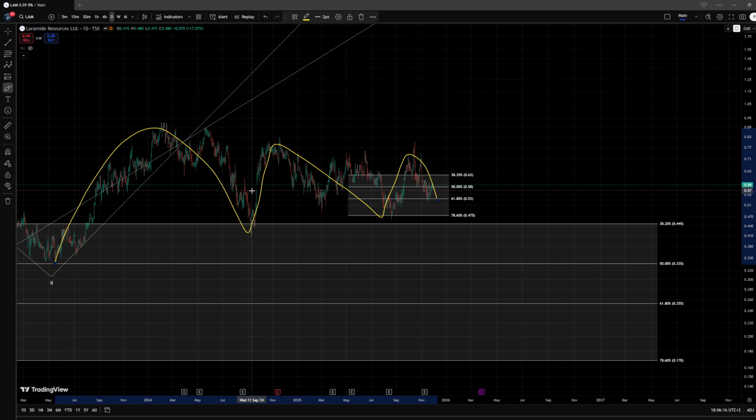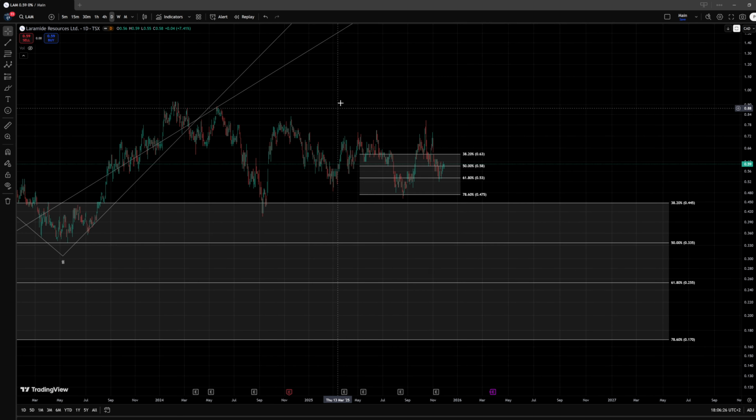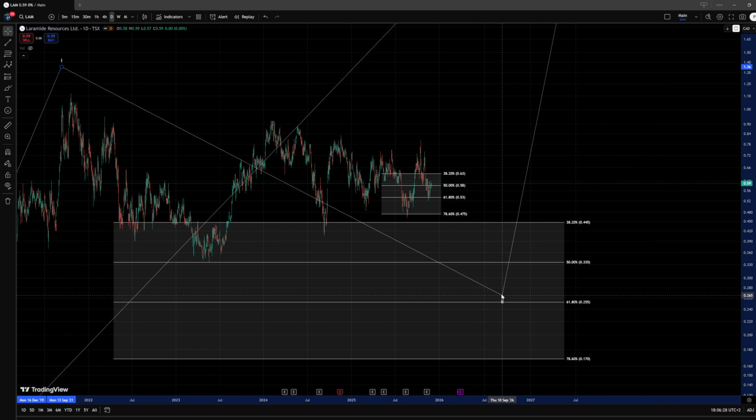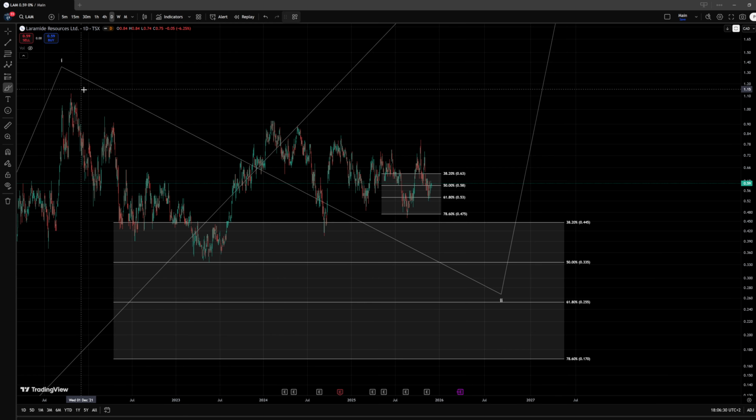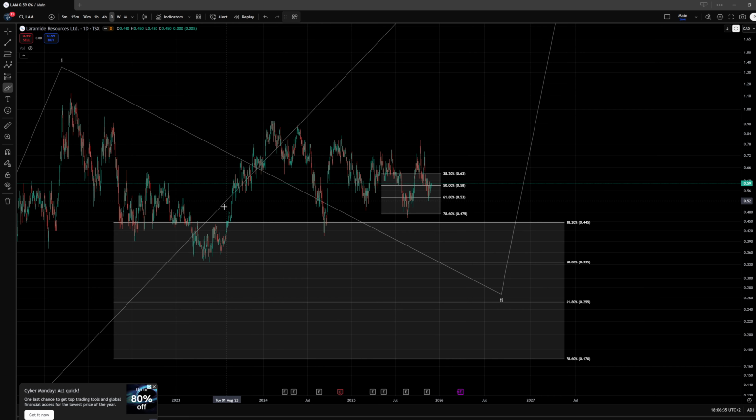Now, even with these structures, we need to be aware that this correction in a wave 2 could easily extend and form a new low. This could also unfold in the end as a triangle, where these structures don't need to be considered as 5 waves.